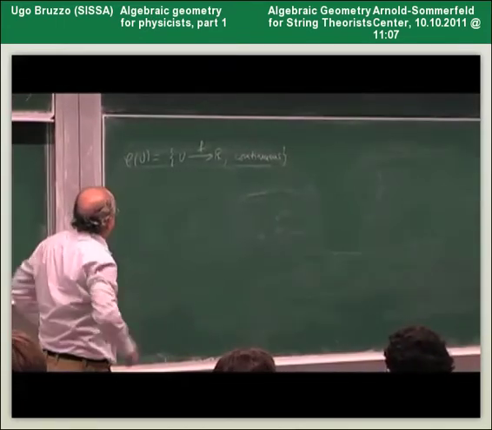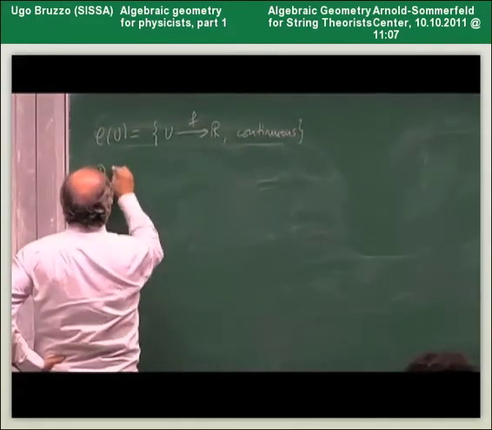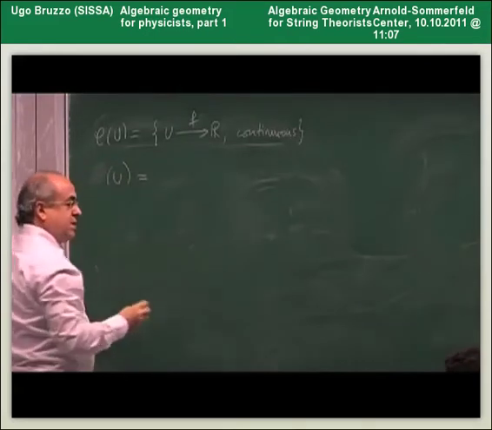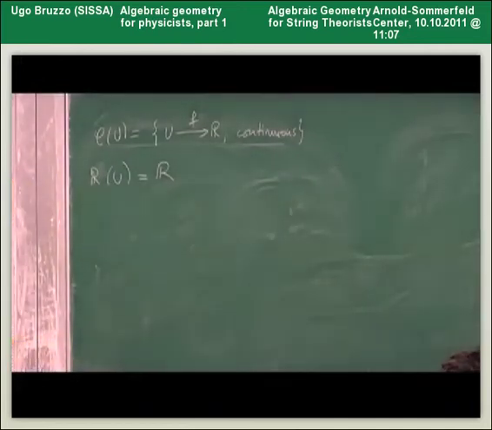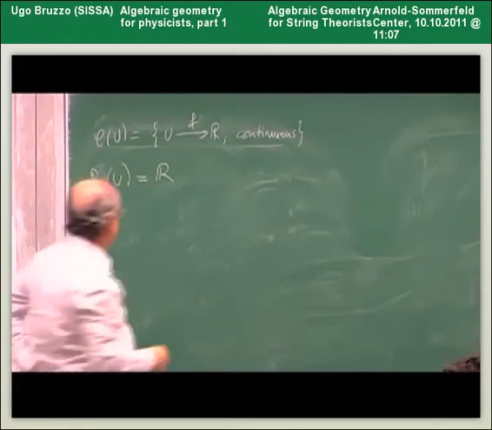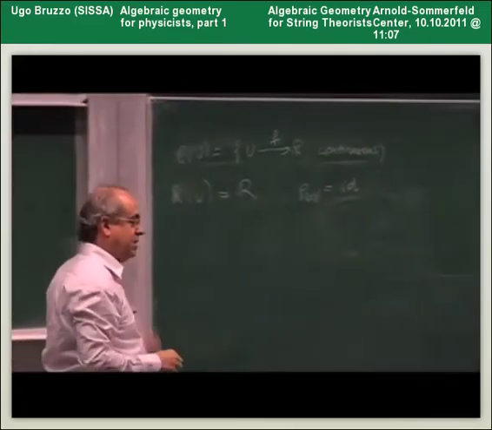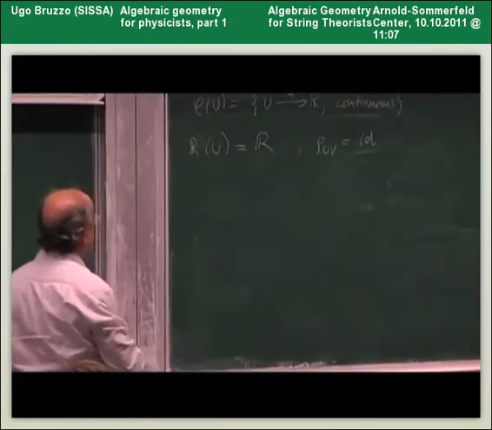Okay? So this is one example. You can even make much more trivial examples. For instance, you could do the following. To every non-empty open subset, you associate the same group, for instance, the real numbers. And the restriction morphisms are always the identity. This is a very trivial example, but still, it has something non-trivial in it.